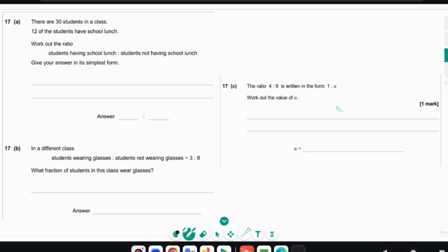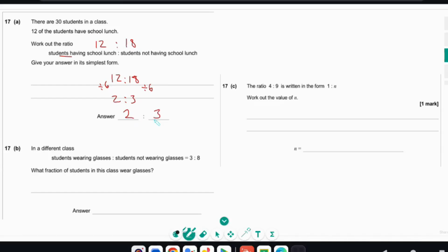Okay, question 17a. There are 30 students in a class. 12 of the students have school lunch. Work out the ratio of students having school lunch to students not having school lunch. Well, what's 30 take away 12? 18. So it'd be 12 to 18, but it says give your answer in its simplest form. So what's a common factor of 12 and 18? It's 6. So let's divide by 6. 12 divided by 6 is 2. 18 divided by 6 is 3. So the answer is 2 to 3.